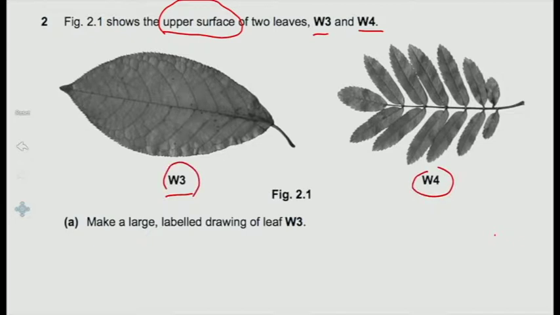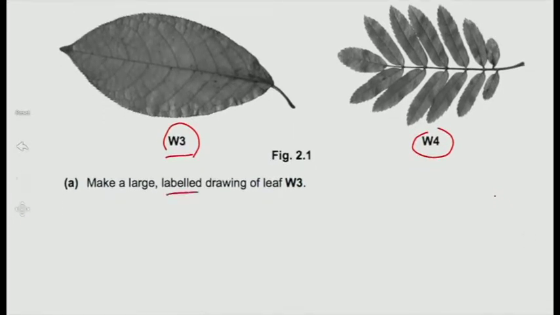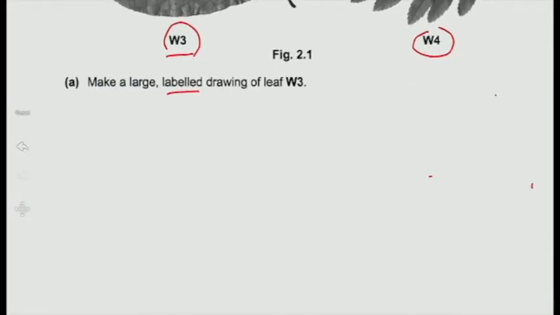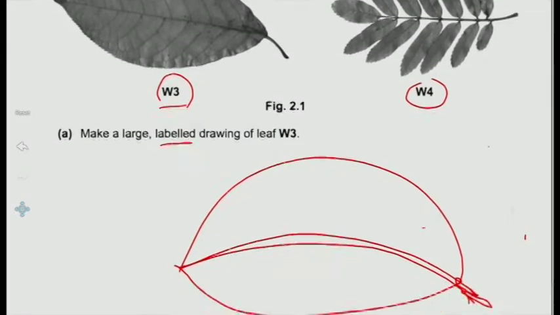Make a large labeled drawing of the leaf W3. That's part A, 2A. You're making a large drawing of W3 which you must label. Let's quickly make it here. We'll make it large, W3. There is this part here, then it goes like that. That's the middle. That's a rough sketch of the leaf, right? It's large compared to that one.